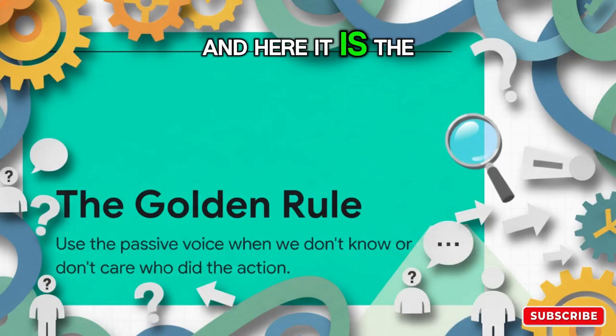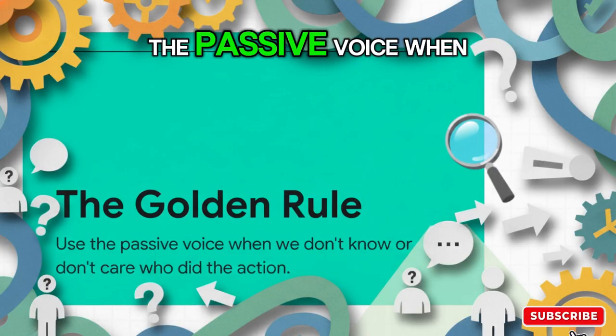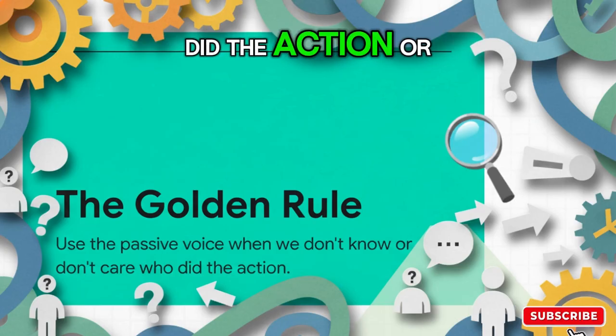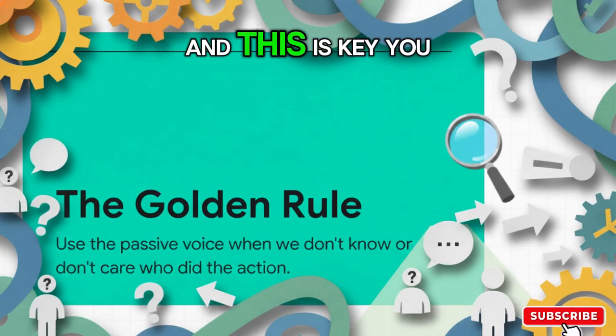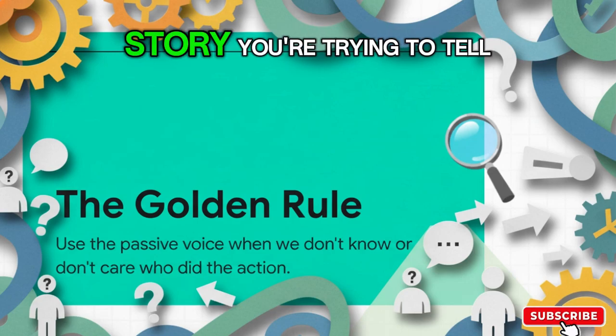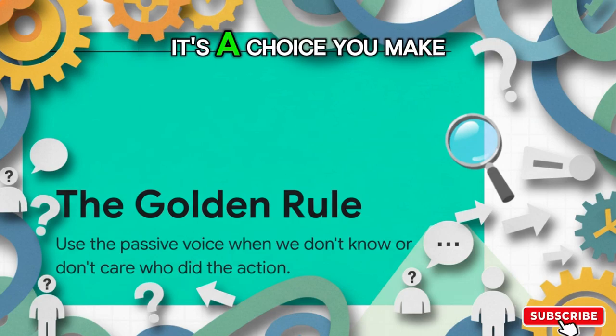And here it is, the big secret, the golden rule. You use the passive voice when you either don't know who did the action or, and this is key, you just don't care who did it. The who is not the important part of the story you're trying to tell. It's a choice you make to shift the focus.